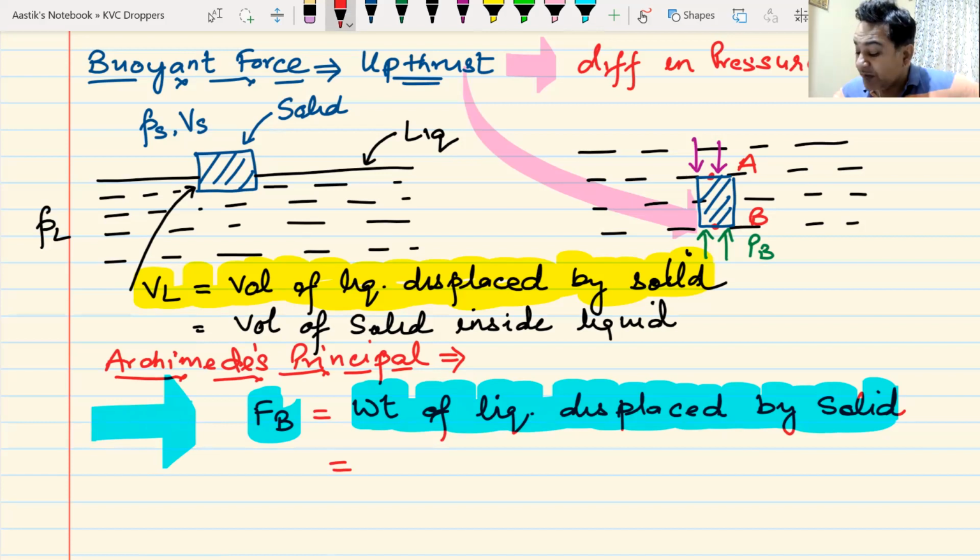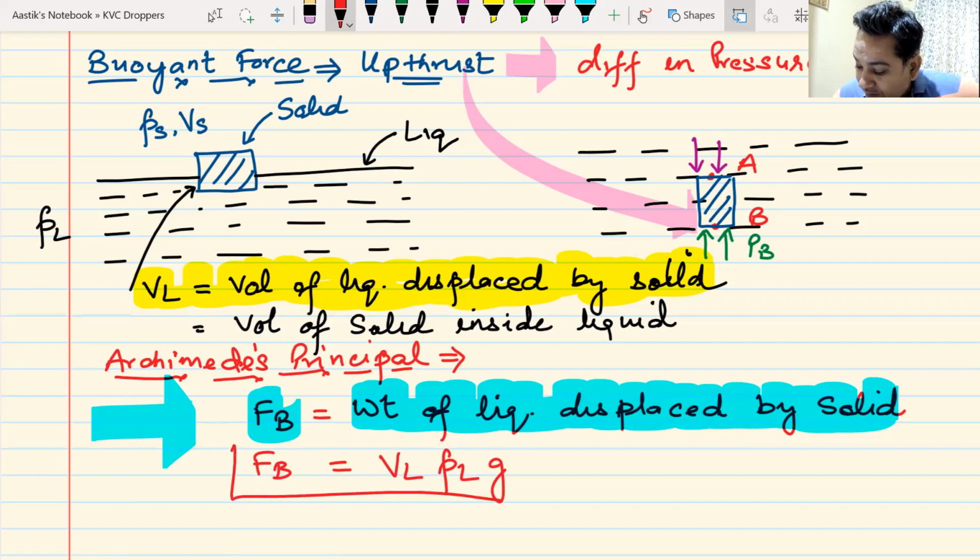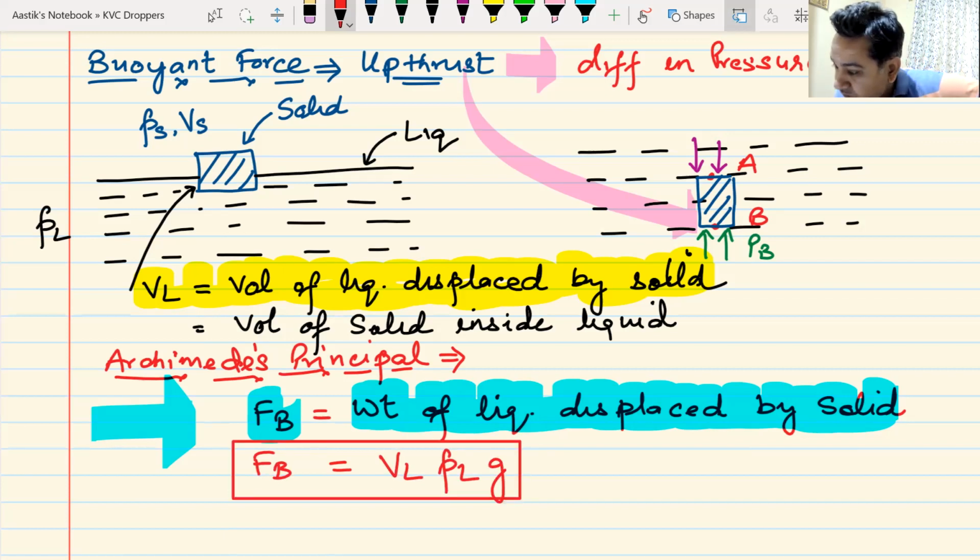So be very correct. This will be equal to the volume of the liquid displaced, VL, multiplied by rho L, which is the density of the liquid, multiplied by g. This will be equal to your buoyant force. Please note it down. This is the buoyant force exerted by the liquid on the solid body, and it is in the upward direction.